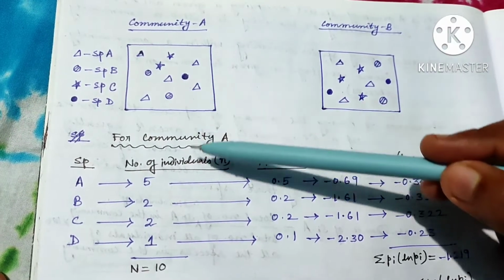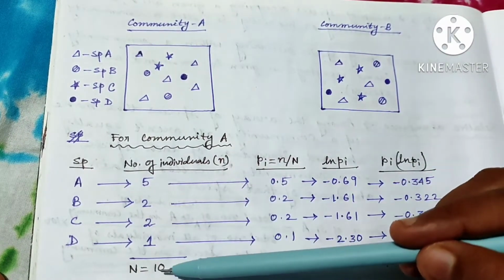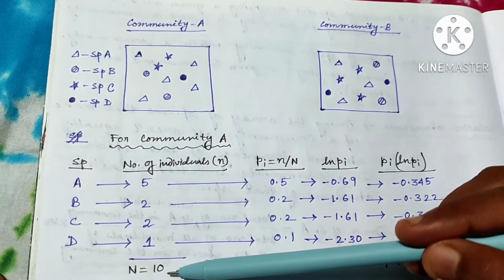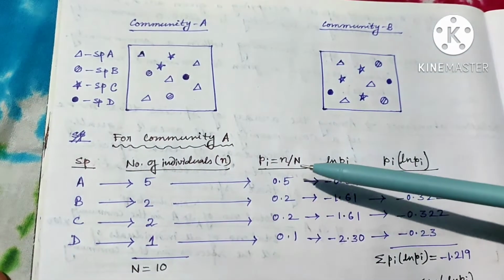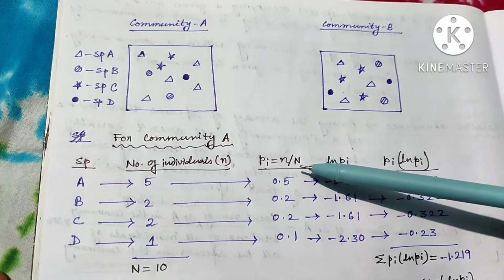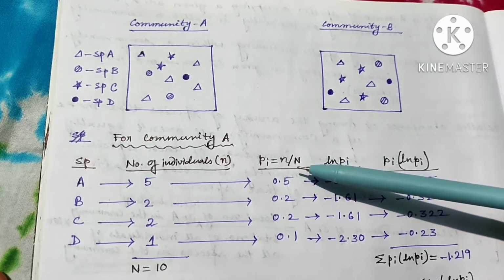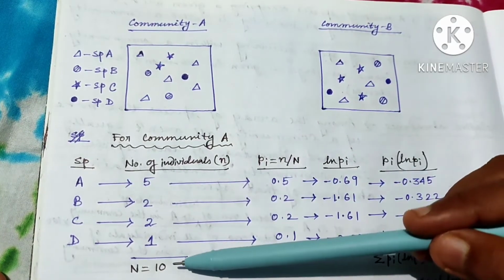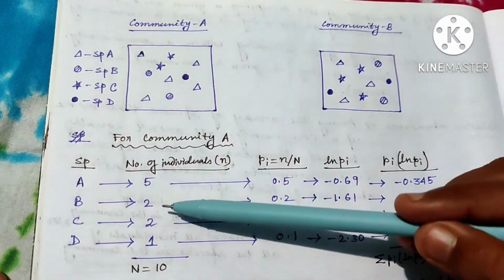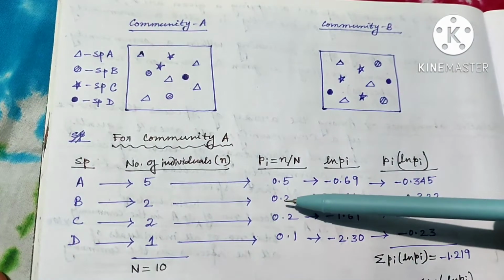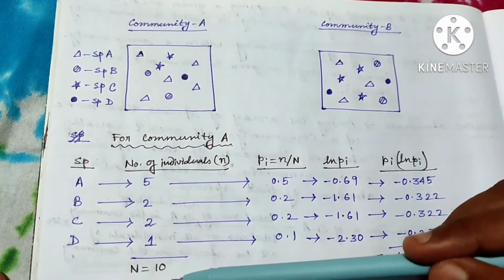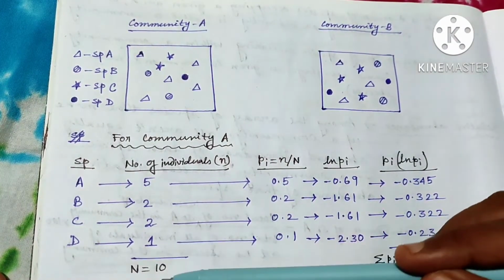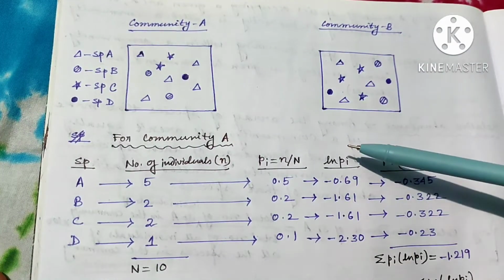Okay. So, the total number of individuals in the community is 10, capital N equal to 10. And now we have to find out the relative abundance of each species. So, how will we find out? Just divide 5 by 10, that will be 0.5. 2 divided by 10, that is 0.2. 2 divided by 10, that is 0.2. 1 divided by 10, that is 0.1.